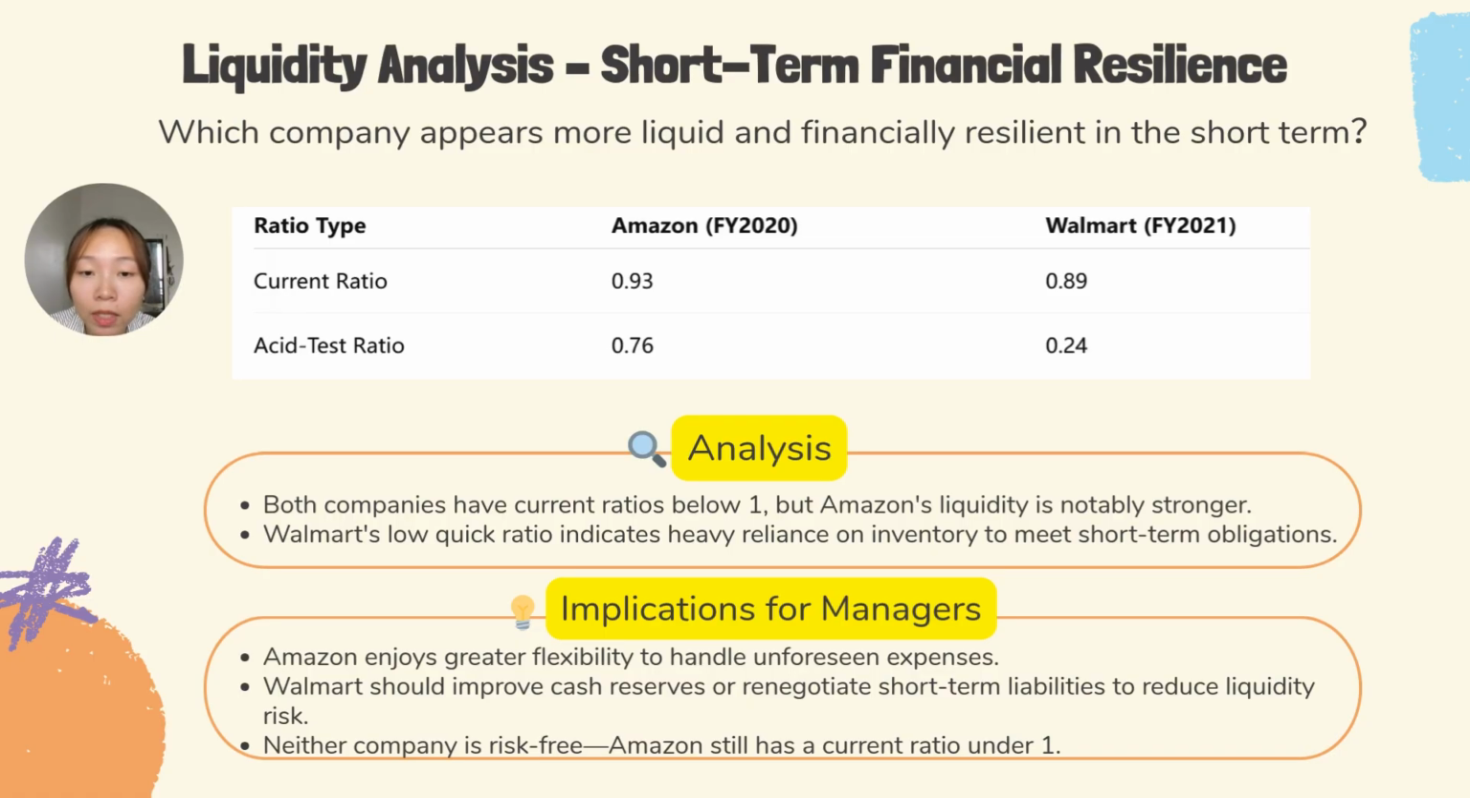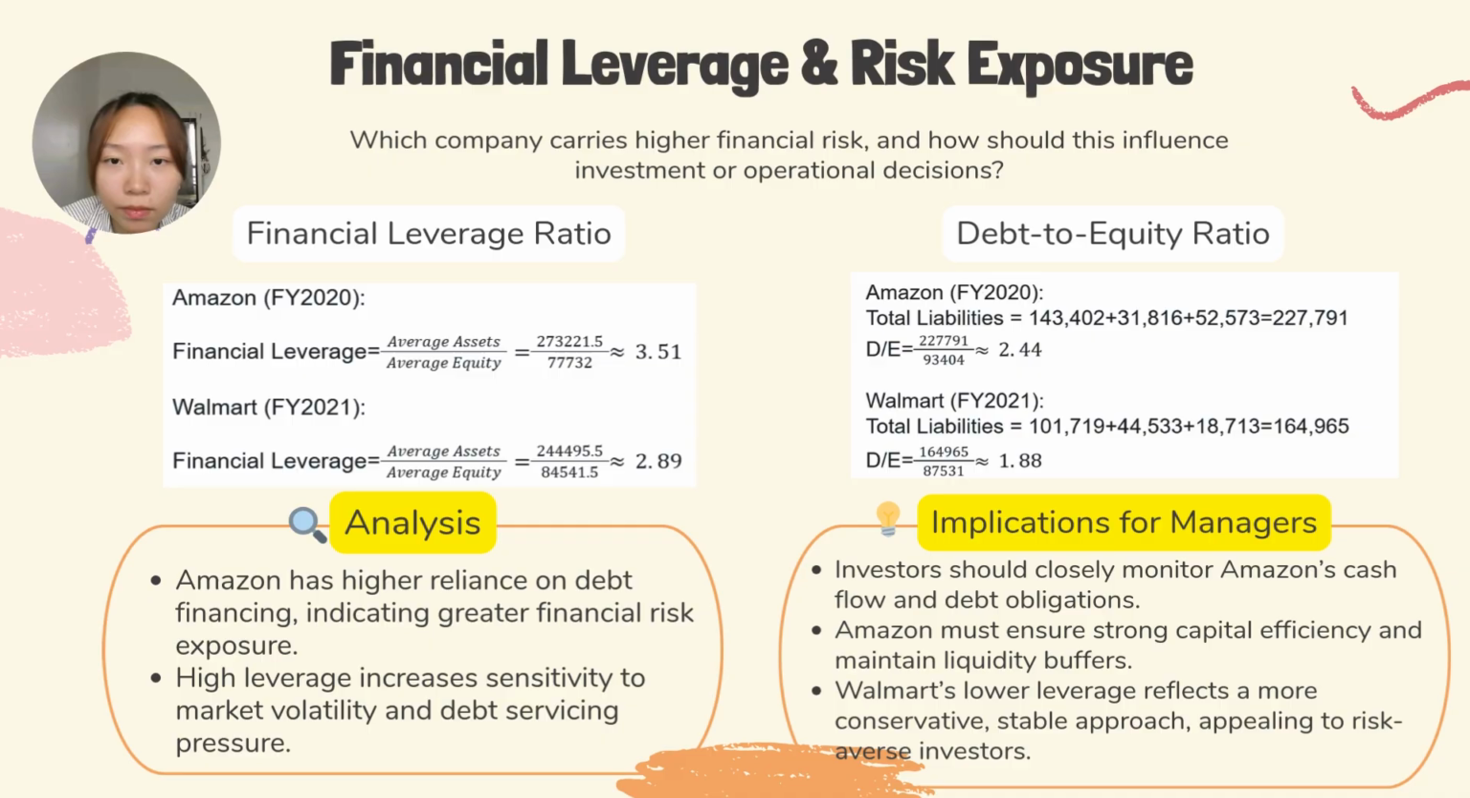And meanwhile, Walmart's low acid test ratio highlights a pressing need to improve liquidity management. So managers should consider boosting cash reserves, optimizing working capital, or renegotiating short-term debt to reduce exposure to cash flow volatility. So in summary, while Amazon currently appears more financially resilient in the short term, both companies face liquidity challenges that require close monitoring and management.